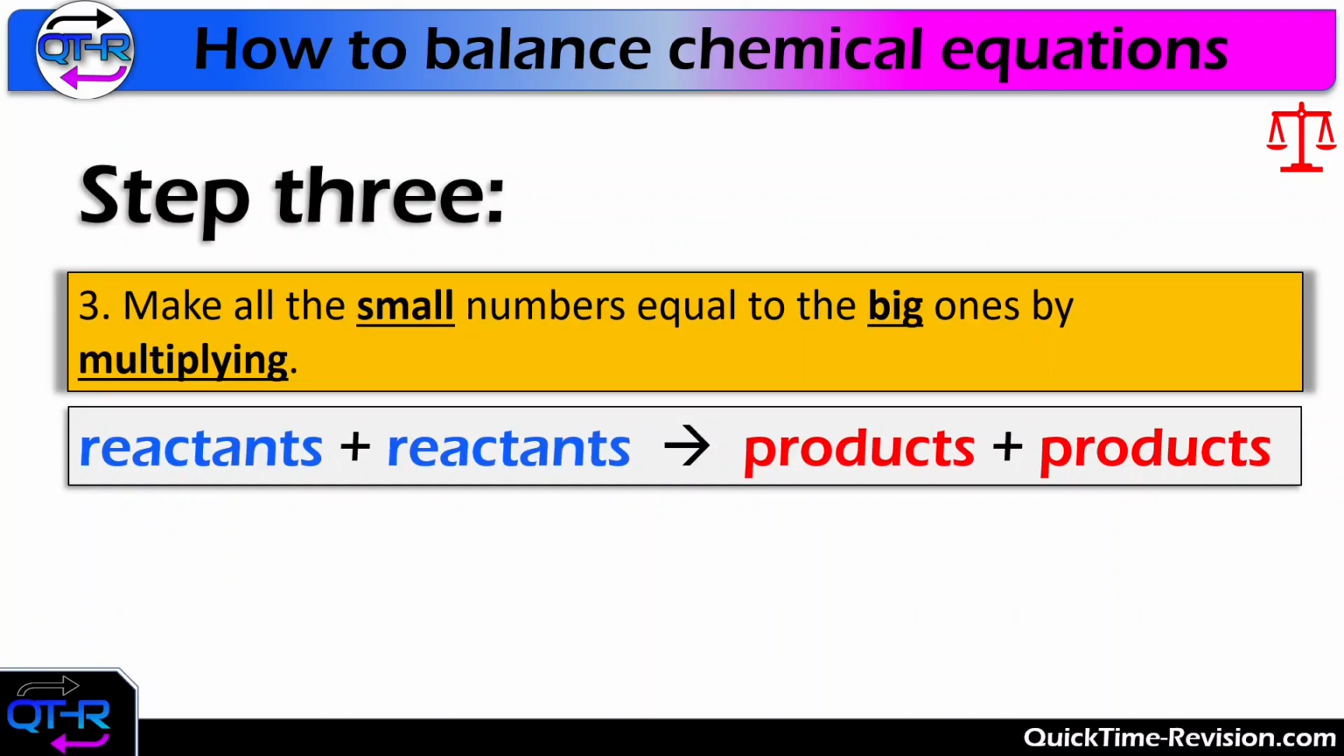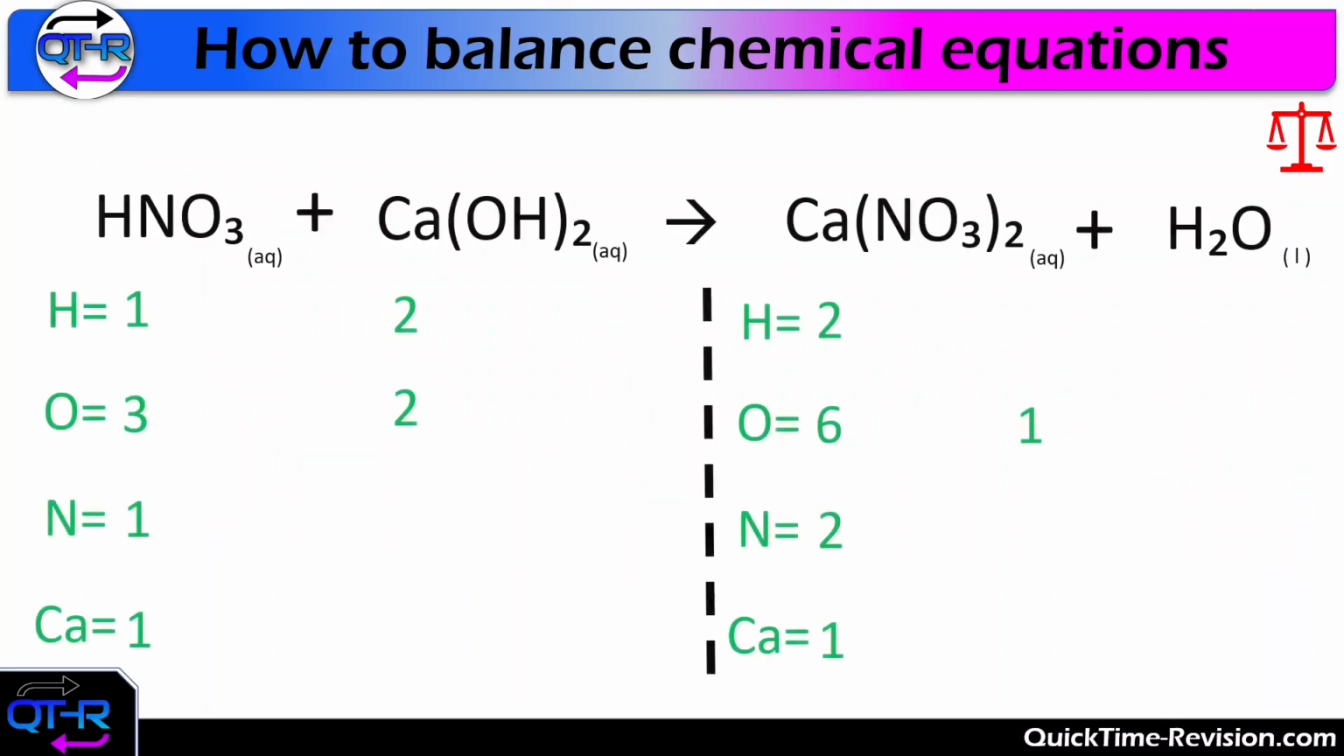Step number 3, make all small numbers equal to the big ones by multiplying. If you put a 2 in front of that water molecule, that 2 is going to multiply the 2 hydrogens, making a grand total of 4. Over here, we need to make the small number equal to the big one, so we're going to multiply this 1 hydrogen that is by itself. We're going to times it by 2, and now we have 2.